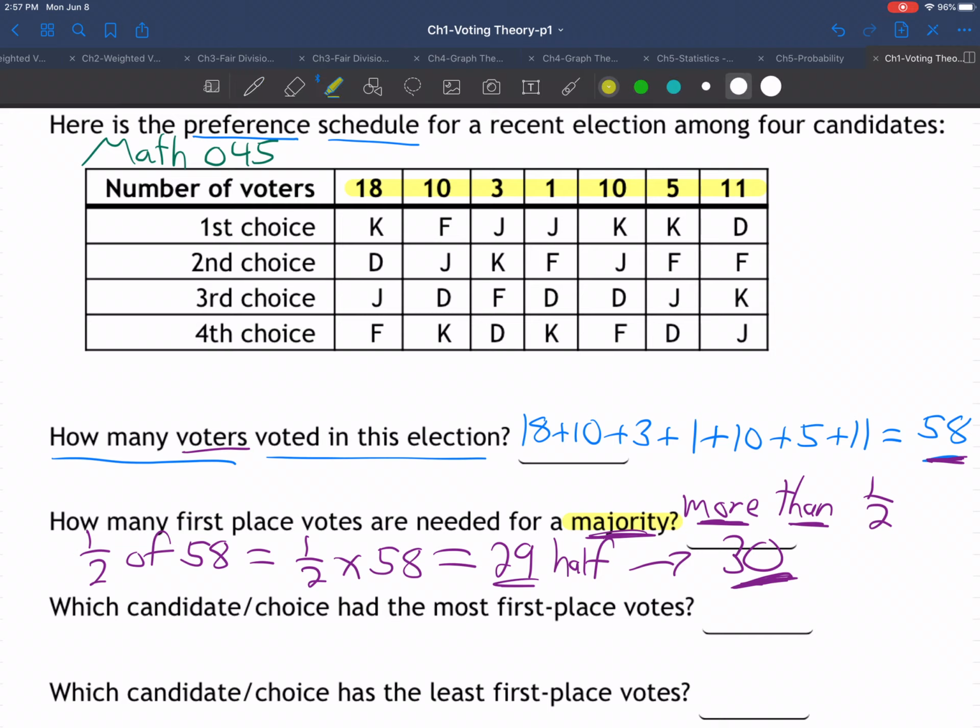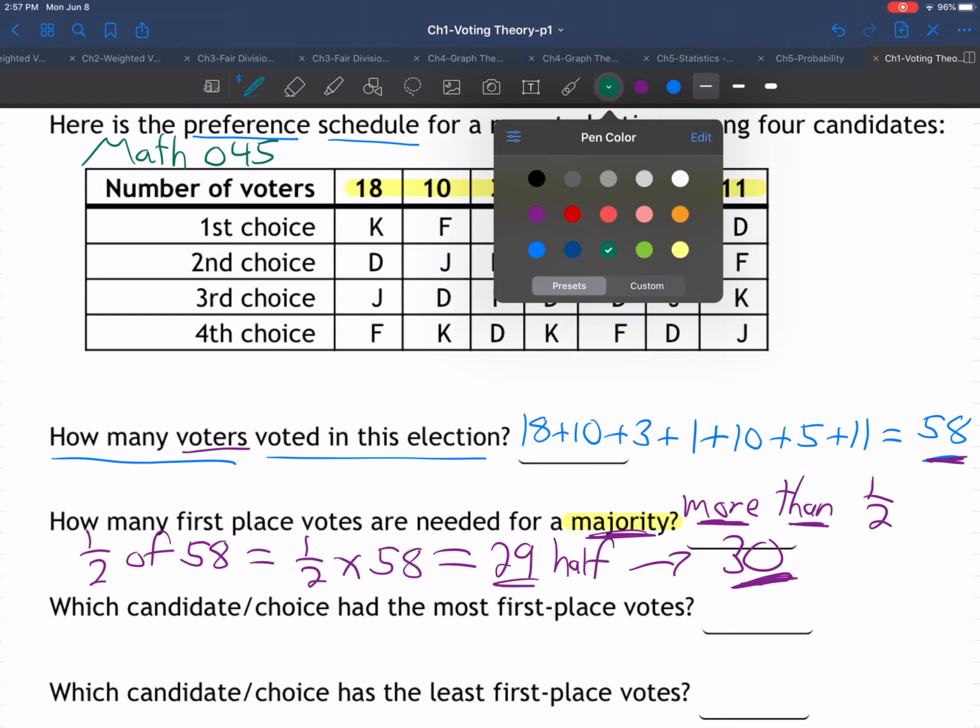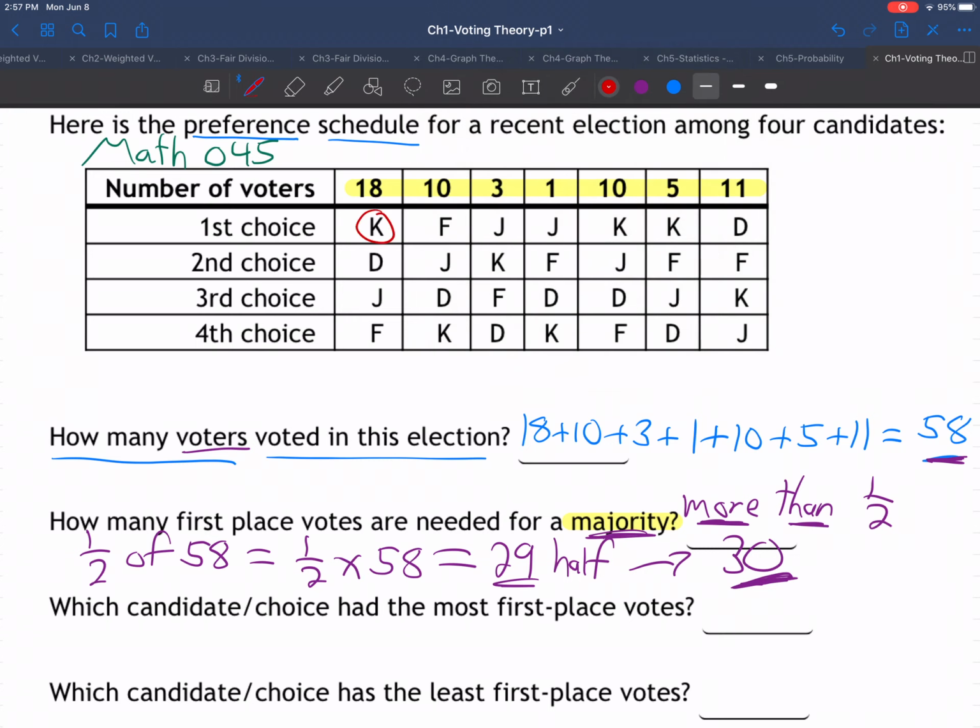Next question. Which candidate or choice had the most first place votes? Who had the most first place votes? Well, let's take a look here. So let's start with K. K here had 18 first place votes. Any other ones? Oh, right here and right here. All those voters put K in first place. 18 plus 10 plus 5. How much is that? 28, 30, 33.